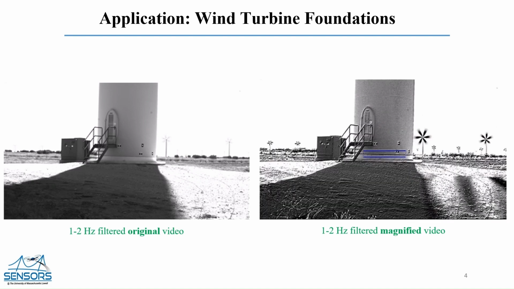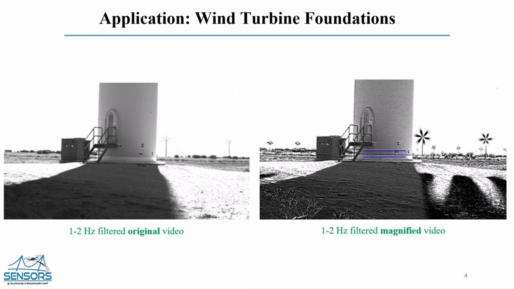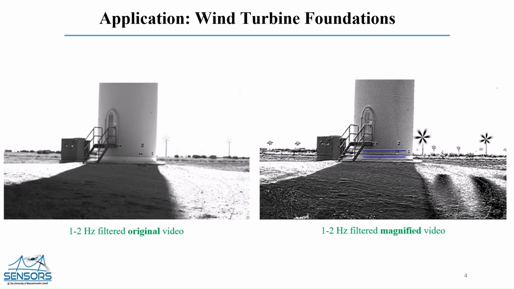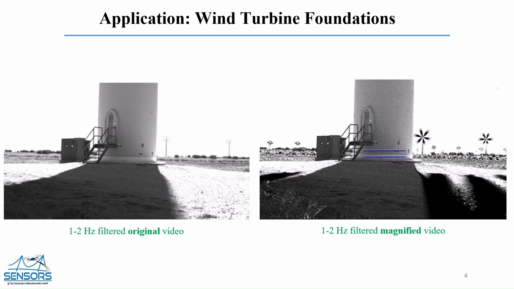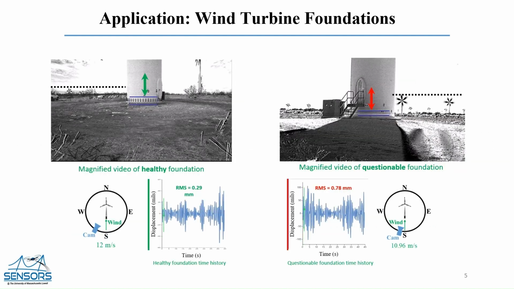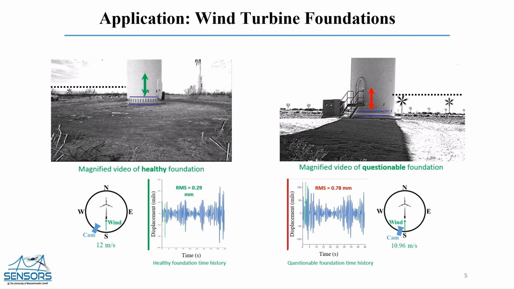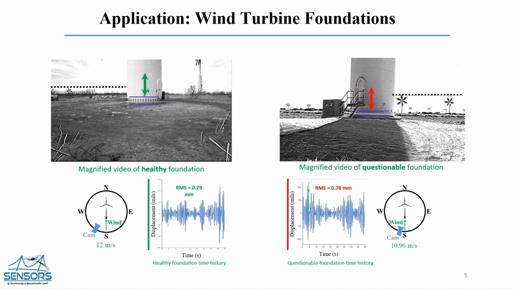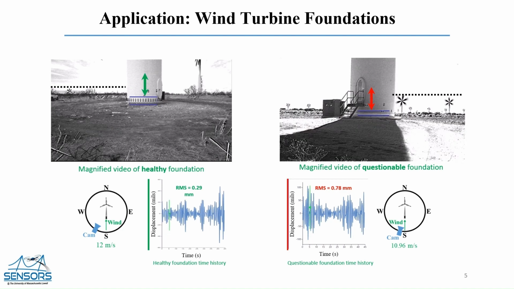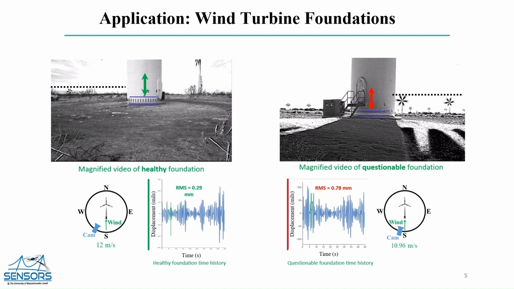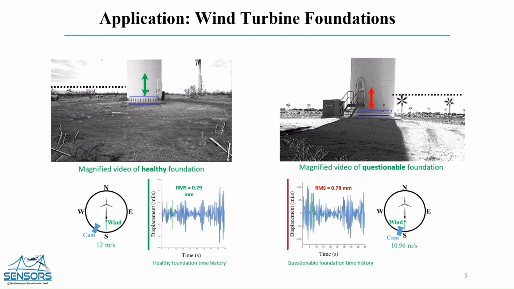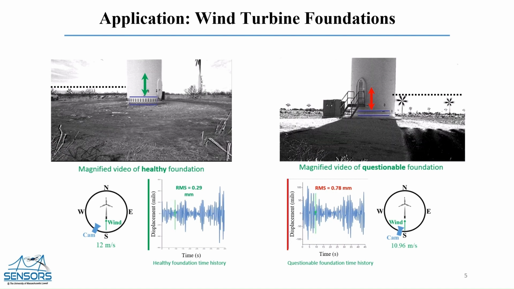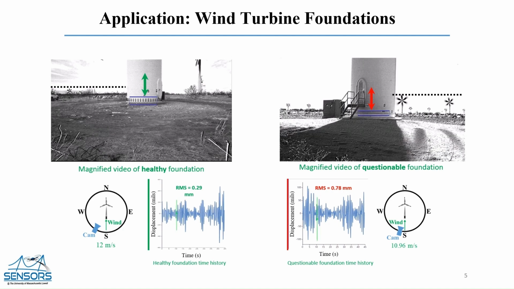Now, if we record the foundations at similar angles to the wind and during similar wind speeds, we can compare the videos of different foundations. Here, we see two wind turbine foundations of differing health. Both videos were taken at similar working distances and at an angle about parallel to the wind direction with similar wind speeds of 12 and 10.9 meters per second. Both videos were then magnified by the same level and compared side by side.